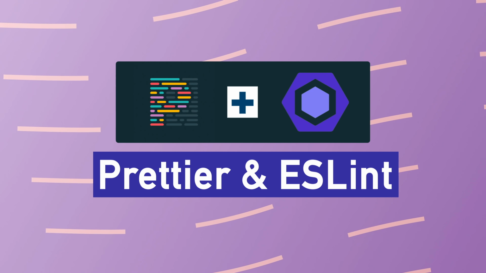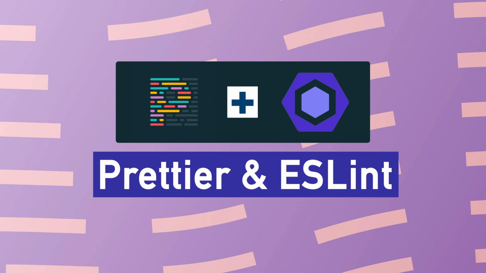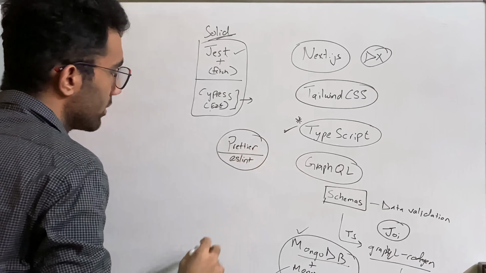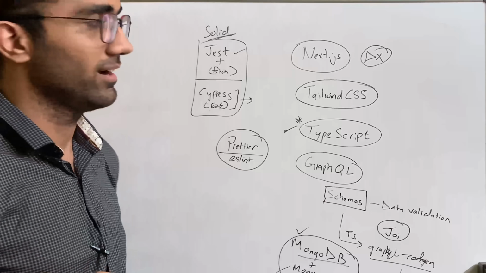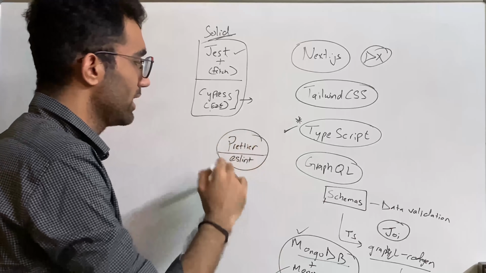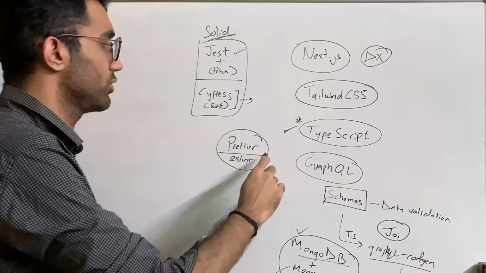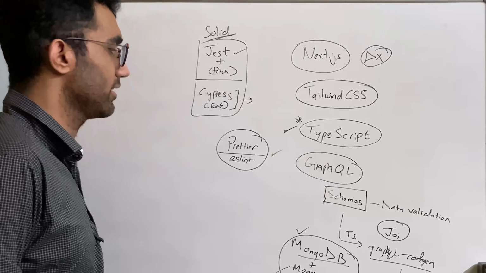More on the utility side, I would say Prettier and ESLint are a couple of tools which, if you don't have configured, I'm gonna judge you real bad, because these tools will help you save a lot of dev time and save others a lot of dev time as well. So make sure you configure Prettier and ESLint on your systems.